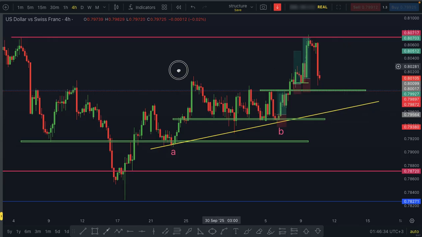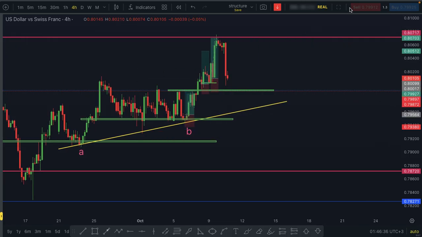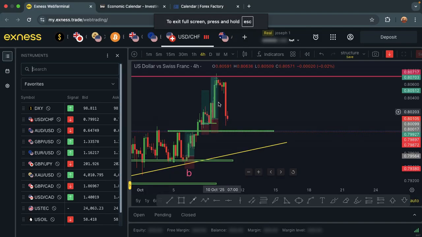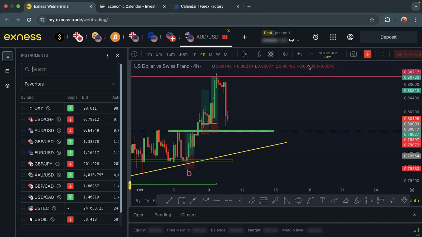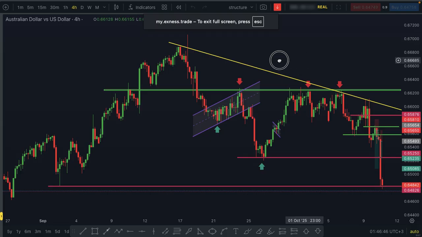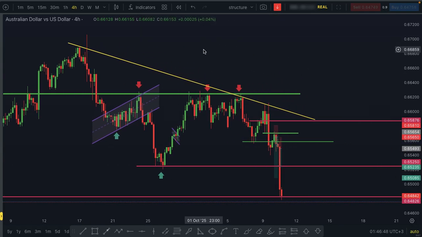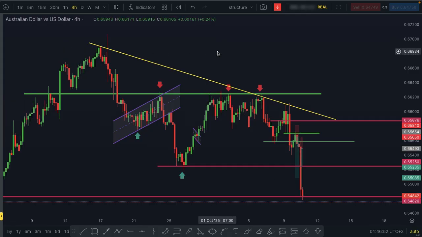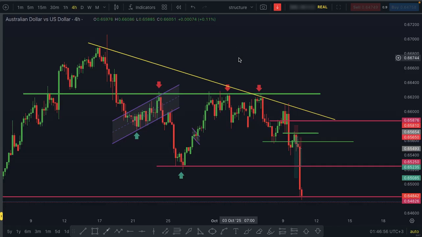And then moving on to these markets, I also had a trade on AUD US dollar as well. So remember, AUD US dollar has an inverse correlation with the DXY, meaning once the dollar is pushing to the upside, then that means the Aussie dollar has likely pushed to the downside.